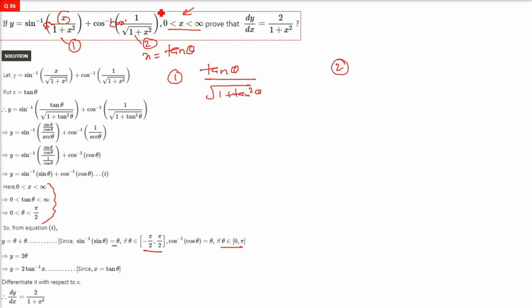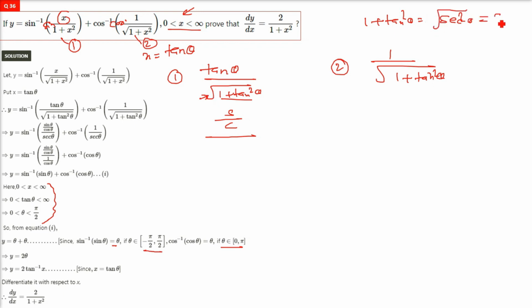Second one is inside, what is inside cos inverse? We have 1 by under root 1 plus tan square theta. So tan theta is sin theta by cos theta. Under root 1 plus tan square theta, 1 plus tan square theta is sec square theta. And under root of sec square theta is going to be sec theta. And what is sec theta? It is 1 by cos theta. So just use 1 by cos theta, cos gets cancelled, you get a sin theta here.